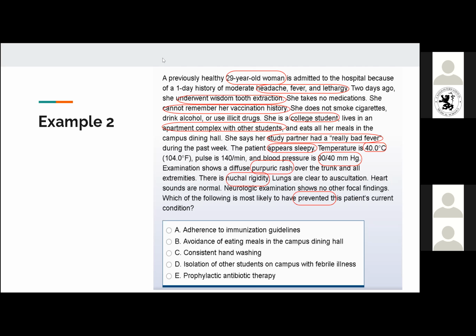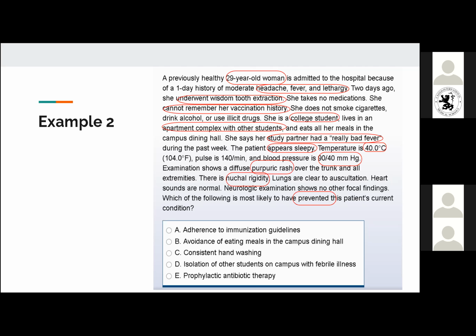So again, some useful information. This is a 29-year-old woman, so this disease is common in this age group. She has a history of headache, fever, and lethargy. This is not very useful because a lot of diseases can present with headache, fever, and lethargy. Two days ago, she underwent wisdom tooth extraction. They're telling you this for a reason. They're telling you that this kind of disease tends to happen to people after they've had some kind of mucosal injury. She does not smoke cigarettes, drink alcohol, or use illicit drugs.